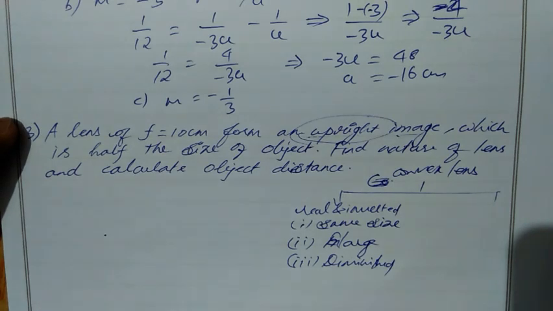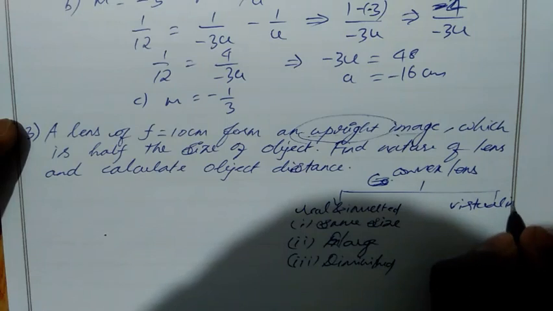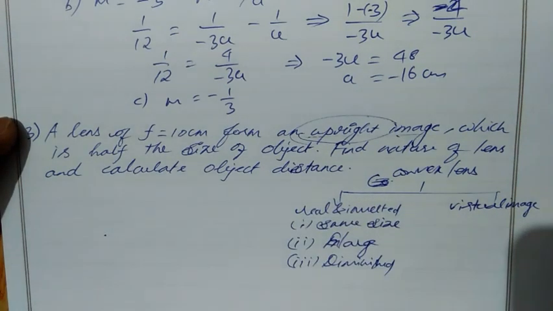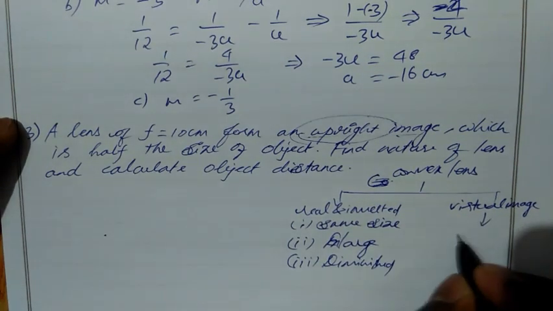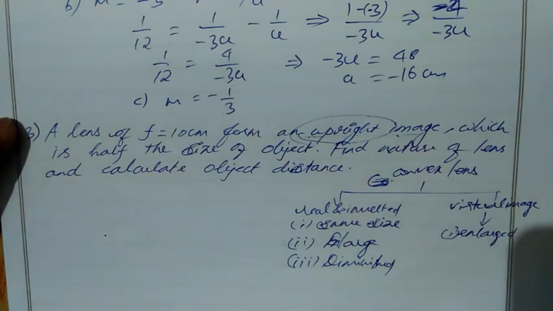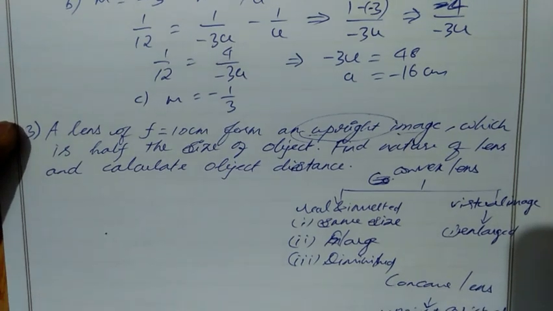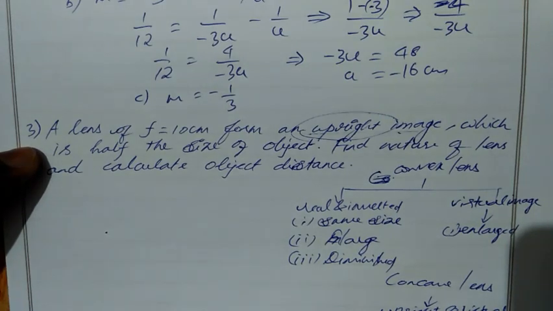Then for one particular special case, we have a virtual image also, and the size of that virtual image is enlarged, for only one special case in convex lens. For concave lens, in both the cases we have virtual, upright image, and its size is diminished.